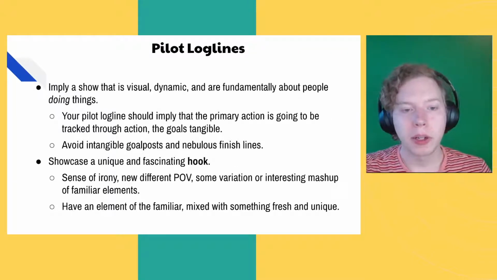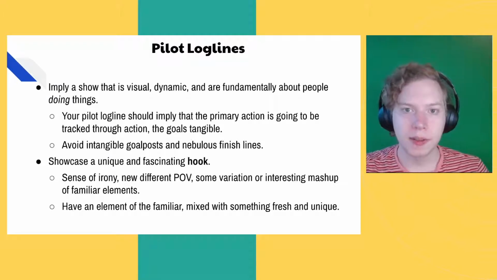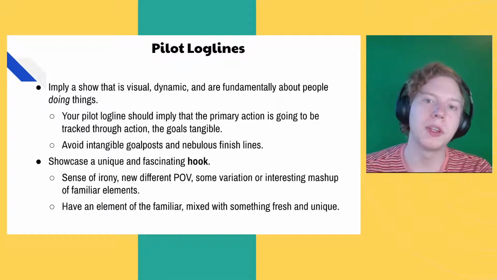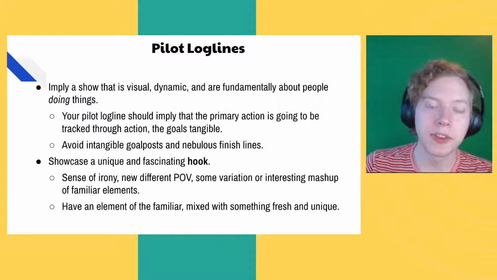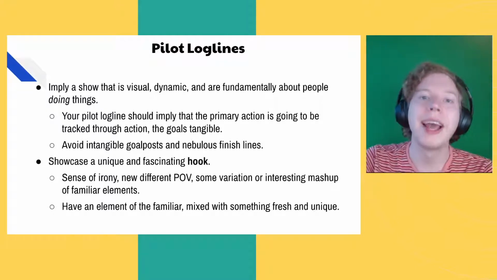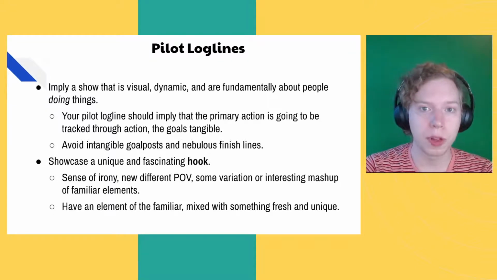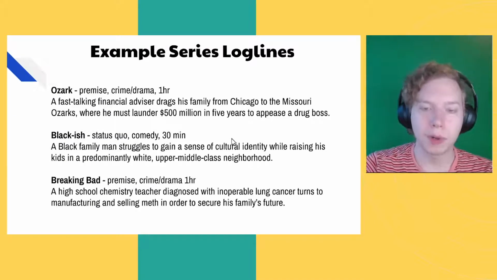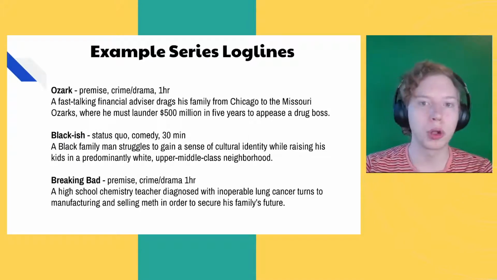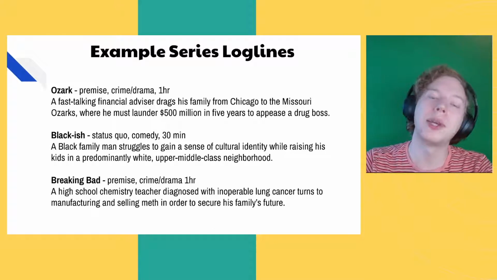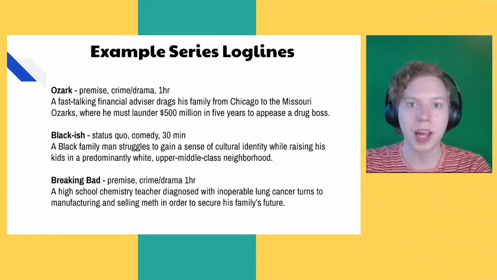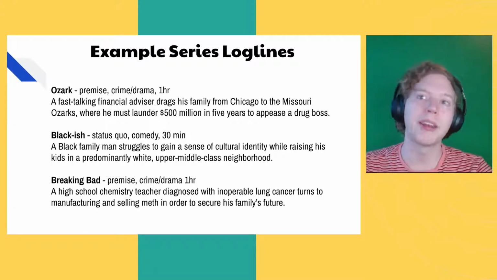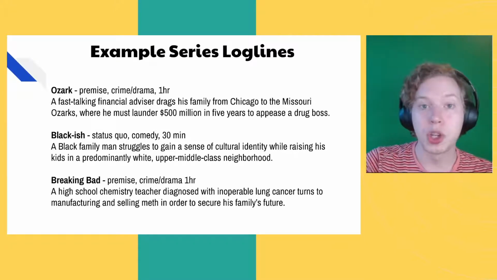Let's look at pilot loglines. So this is going to be more specific. The second logline, for the pilot, is going to give us a stronger sense of the time frame that the story takes place within, and it's going to have a more clear and concrete goalpost for the main character. Gaining a sense of cultural identity does not have a clear and tangible goalpost. What do I mean by that? I mean it's something that we can see, and we know the character has accomplished that thing. This is an internal kind of theme or idea, which you can have in a series logline.